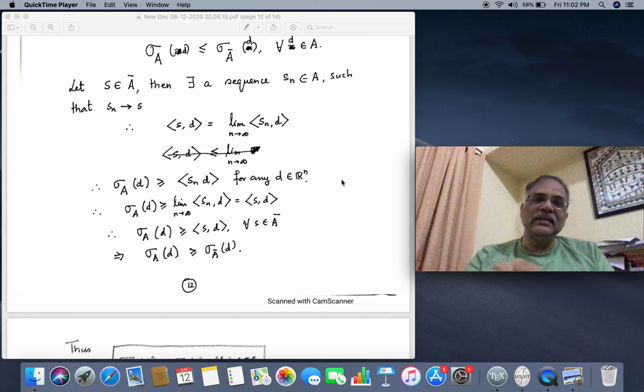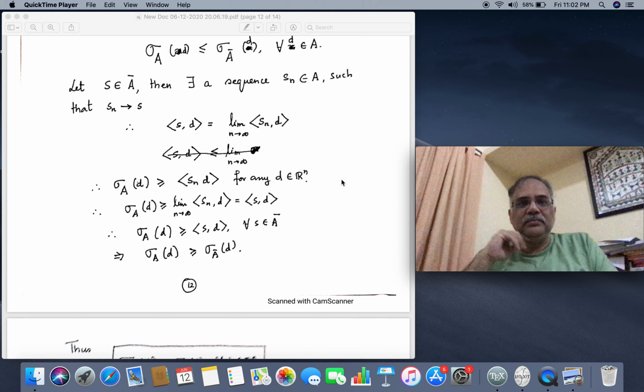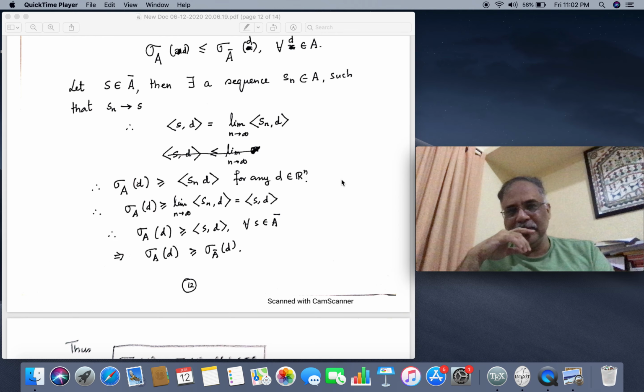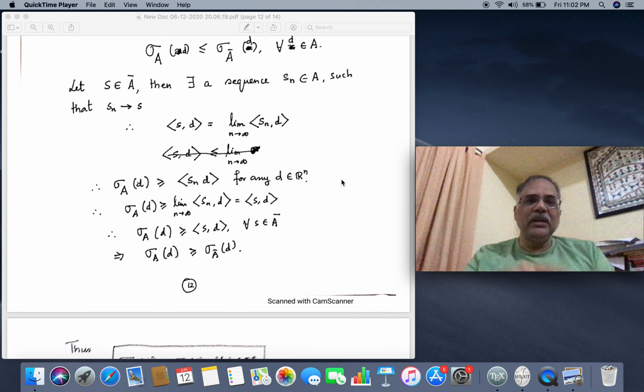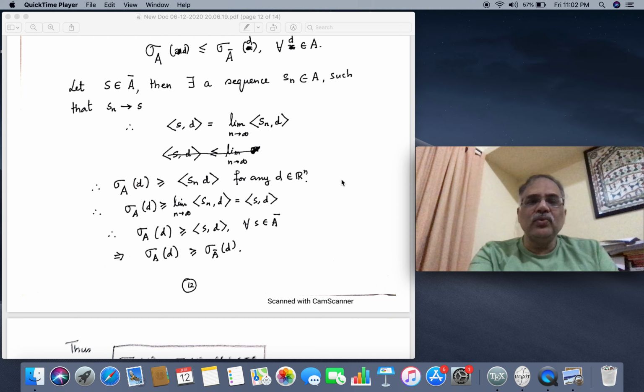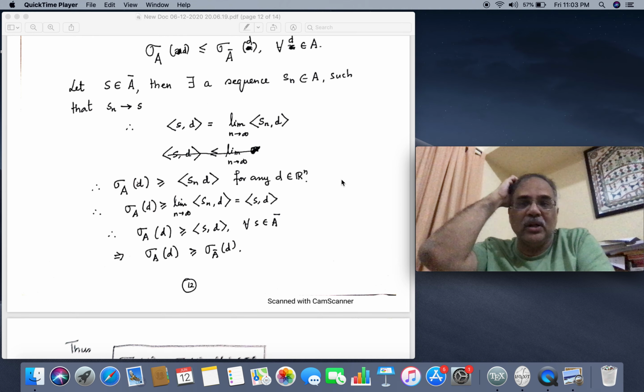Now, s of d is the limit of s_n of d. Now, sigma A of d is greater than or equal to s_n d for any d, since s_n is an element of A, by definition, because sigma A d is the max over all s in A. So sigma A d, because this side doesn't depend on n, is greater than or equal to the limit of s_n d, which is equal to s d. Now, this side is independent of s, sigma A d is just a number. So this is true for any s you take in A closure. We started with some s, so you can always argue and come to this point.